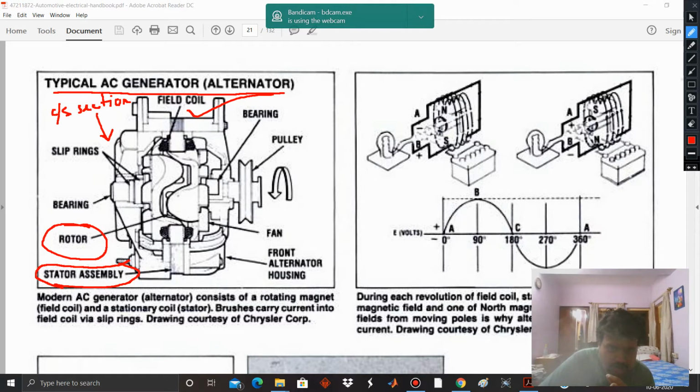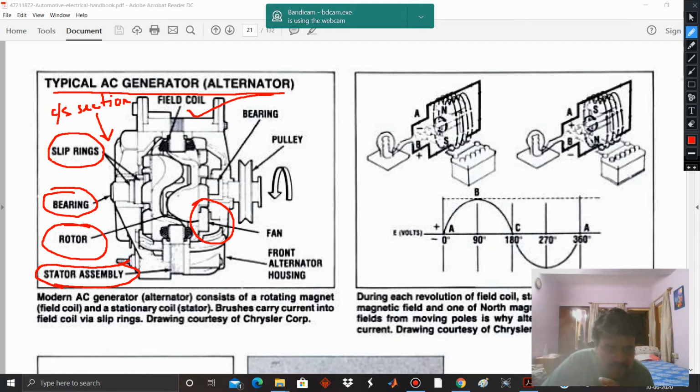So this is the front alternator housing. This is the fan of the alternator for cooling purpose, and this is the pulley. So here the mechanical force is given. These are the bearings and the slip rings for current collection. Slip rings are present in an AC machine, and commutator segments and brushes are present in a DC machine. So this is the cross section of an alternator.